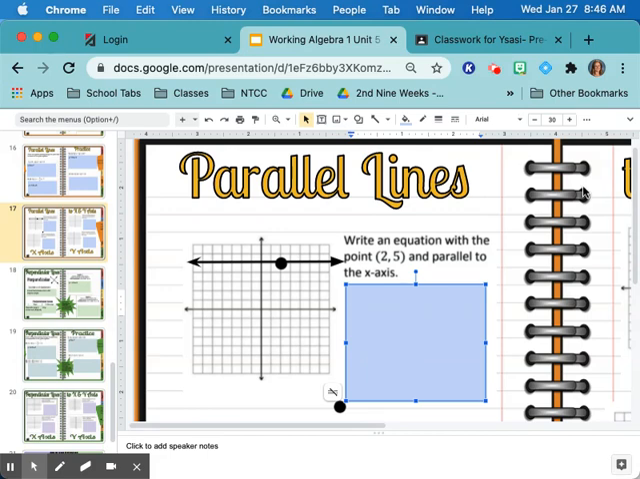Anytime we have a horizontal line, think about HOY. H stands for horizontal. The O stands for zero slope. And the Y stands for how the equation's written. It's going to be y equals, what is the y value in our point? 5. That's it. That's all we got to do. y equals 5. Zero slope.